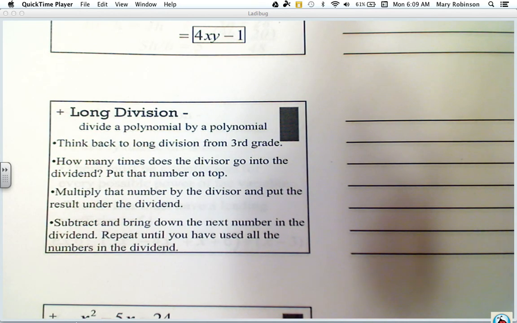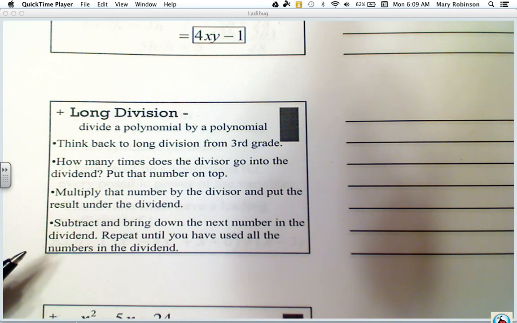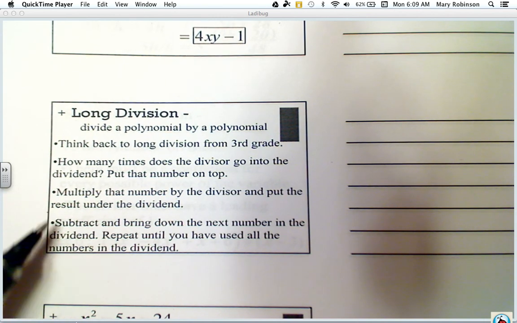So notice up here it says think back to long division from 3rd grade, and that's exactly what we did with the very first example in the video. You have to evaluate how many times the divisor goes into the dividend and put that number on top. Then we multiply that number by the divisor and put the result under the dividend, and then we subtract, bringing that number down, and then also the next number, and we repeat till we've used all the numbers in the dividend. So hit pause to get these 3 steps down.